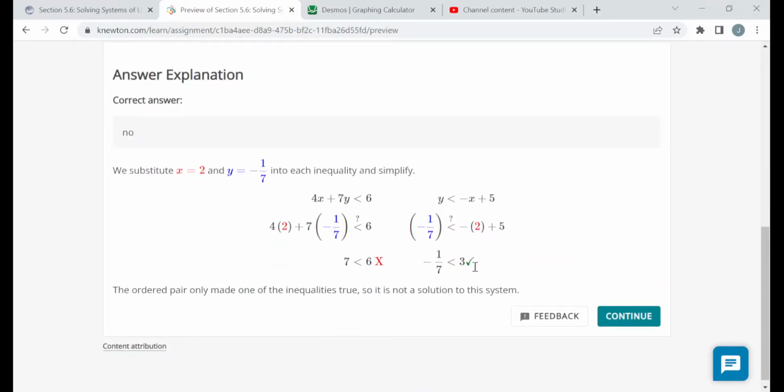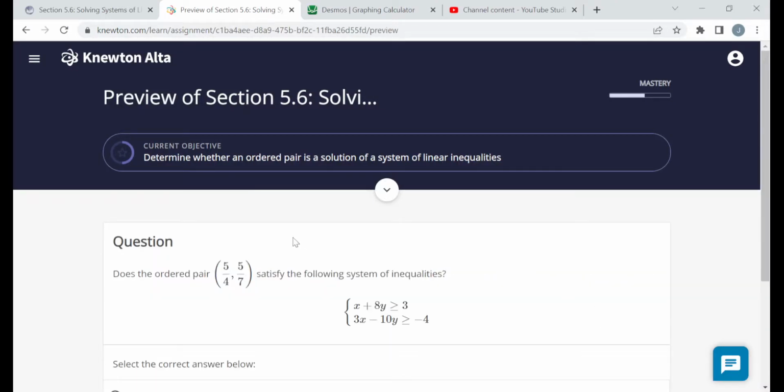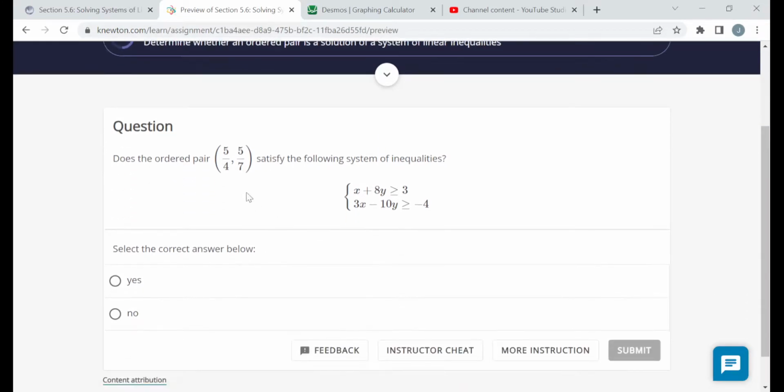It satisfies the second inequality, but again, to be a solution of the system it has to satisfy every single one. Alright, so another one like this. So again, I'll just speak this out loud. I know there's fractions and stuff, but bear with me here. So 5/4 for x, 5/7 for y. So 5/4 plus, now 8 times 5/7 would be 40/7, which is definitely bigger than 3. So this is bigger than 3 for sure. The first one's satisfied.